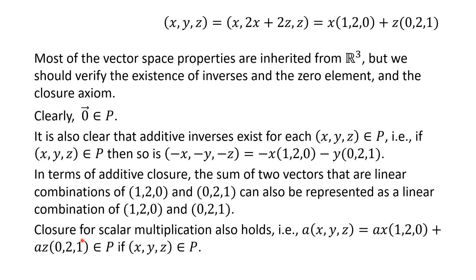Then we have the closure under scalar multiplication, which is even simpler. So if x, y, and z is in P, then A times it is just Ax times this vector plus Az times the vector, in which case the scalar multiple is also in P.